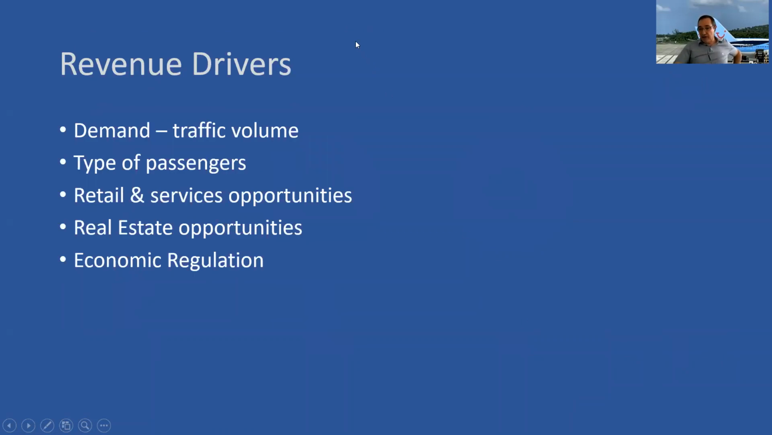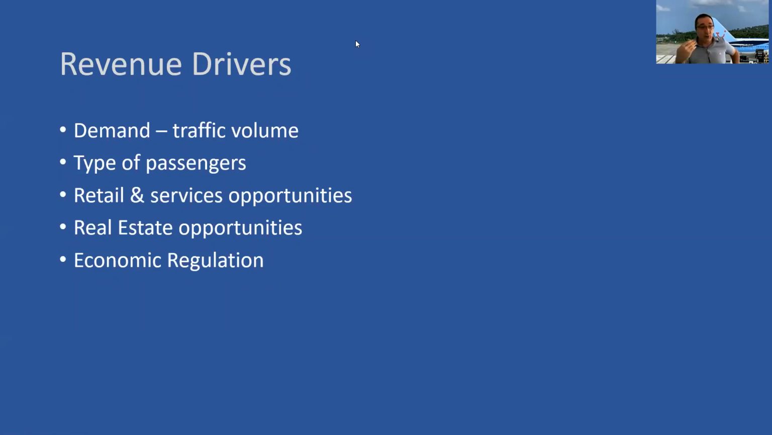All right, so time is going by very quickly. So revenue drivers, okay? What is driving revenue? On the one hand, we have demand, traffic volume. The more volume we have, the more revenue we generate. On the other hand, we have the type of passengers. As you very well know, it's not the same to have holiday makers as it is to have visiting friends and family, and it is to have business people.